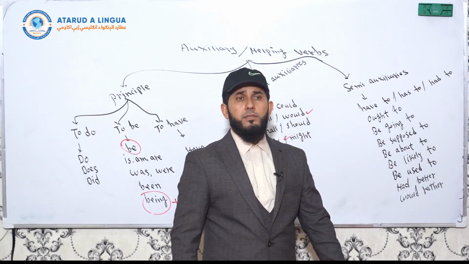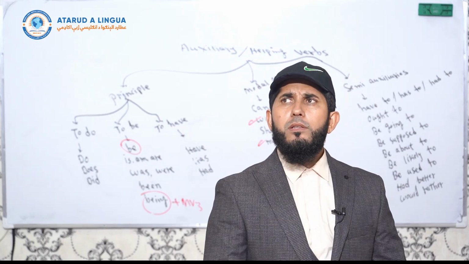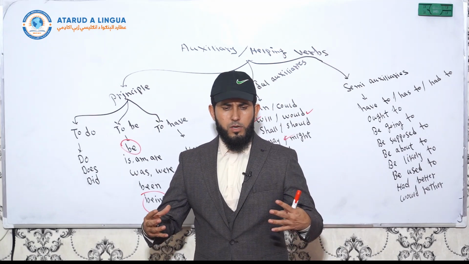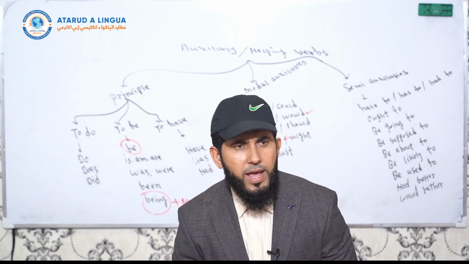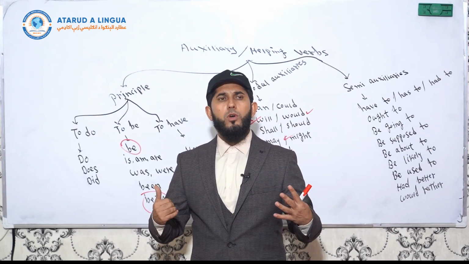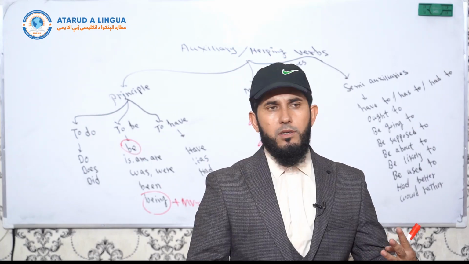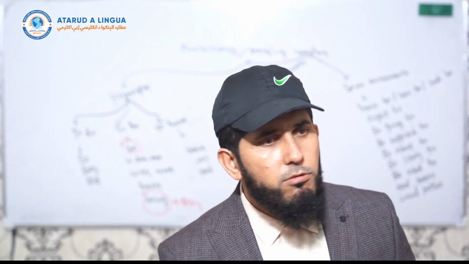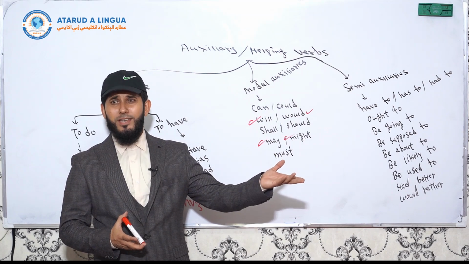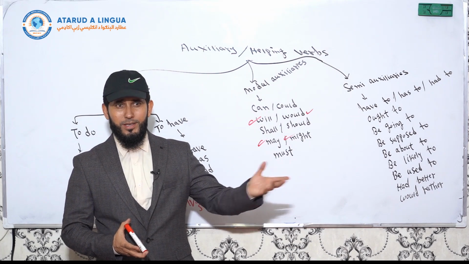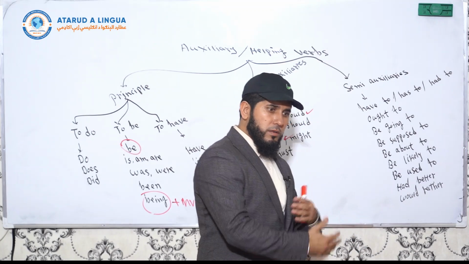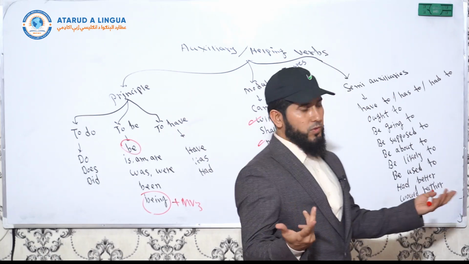And be about to. It means something is close to happening. For example, yesterday the weather was too hot and I was about to faint. He was about to die, but he was lucky that he didn't die. So something was about to happen, but it didn't happen, okay?